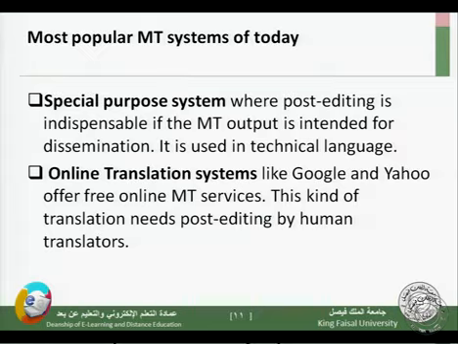type of system is called online translation system. I'm sure most of you have tried it. If you want to translate the meaning of a word, you check Google, you get the meaning, you get the translation. But we have Google Translator, Yahoo Translator. I know they offer free machine translation online, but this type of translation, I warn you, needs a lot of editing. It means a human translator should intervene and make sure that it's correct.